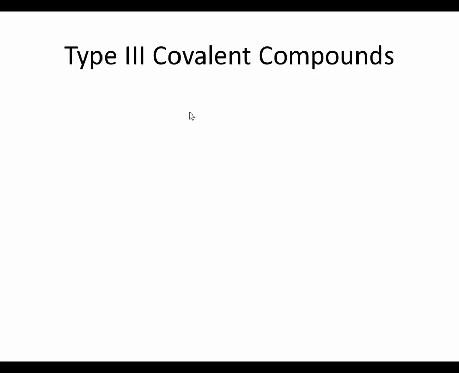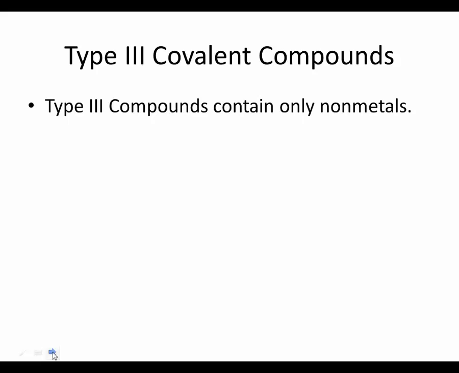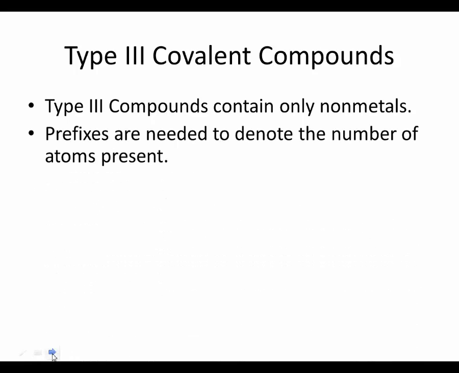Type 3s are called covalent compounds. They're not ionic, which means there will not be ions. They are sharing electrons in the bond between the atoms. So it's a different kind of bond. Type 3 compounds contain only nonmetals, on the right-hand side of the periodic table, and sometimes the metalloids. But there will be no metals at all.